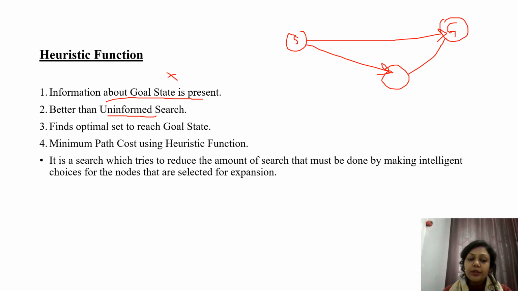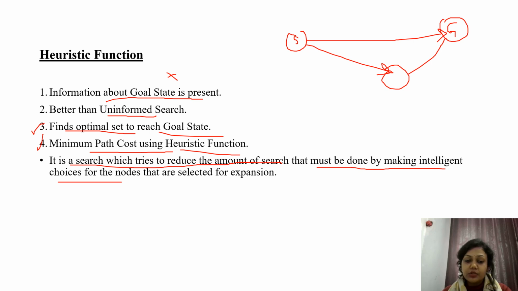The next point is that it finds the optimal step to reach the goal state. The minimum path cost using the heuristic function is required. It is a search which tries to reduce the amount of search that must be done by making intelligent choices for the nodes that are selected for expansion. That means it will save us a lot of time by not doing unnecessary search in depth.